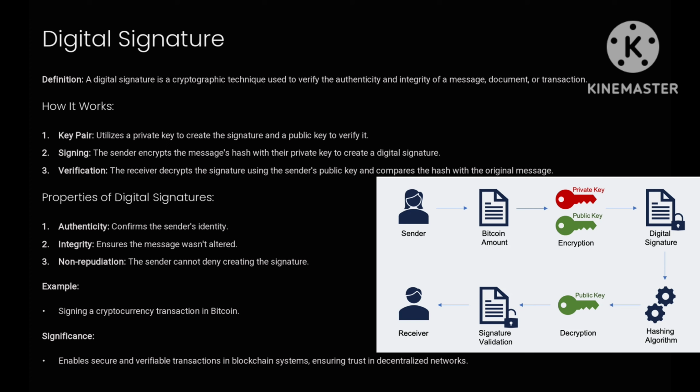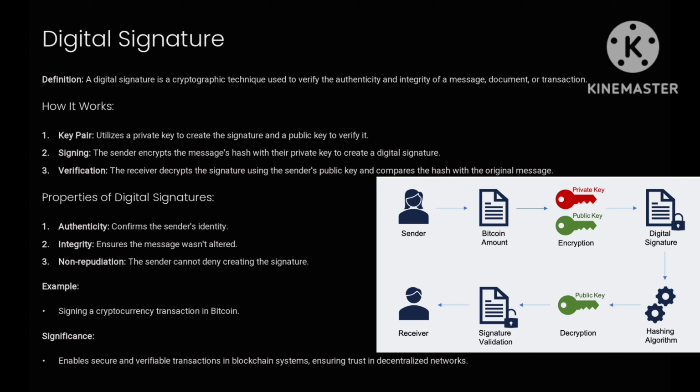How it works. 1. Key pair. The process starts with the generation of a key pair, a private key and a public key. The private key, kept secret by the user, is used to create the signature, while the public key, shared openly, is used to verify it. 2. Signing and verification. To sign a message, the sender computes its hash and encrypts it with their private key. This encrypted hash is the digital signature. The recipient decrypts the signature using the sender's public key and compares the resulting hash to the original message's hash. If they match, the signature is valid.